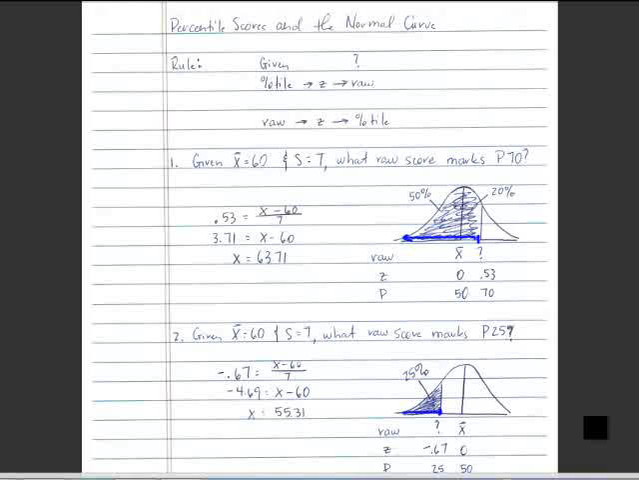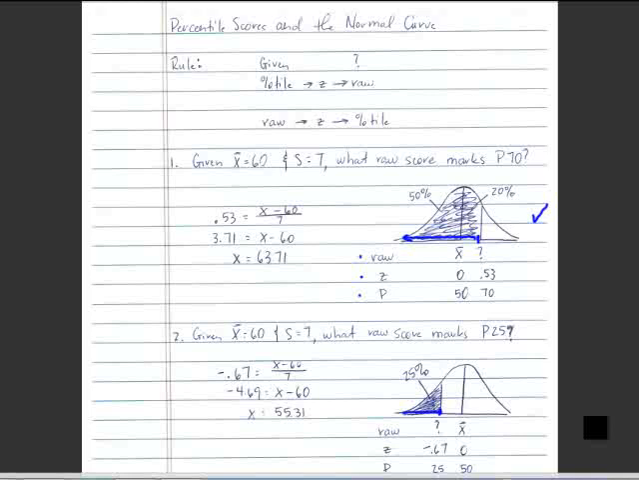The last thing I'll say before we get into the problems is that I find it very helpful to draw the normal curve and label it, and I think it helps students to label it in the same order regardless of what you're given and regardless of what you're looking for. So I always put the raw scores on the top line, z-scores in the middle, and p or percentile scores at the bottom. Okay, so let's look at question number one.